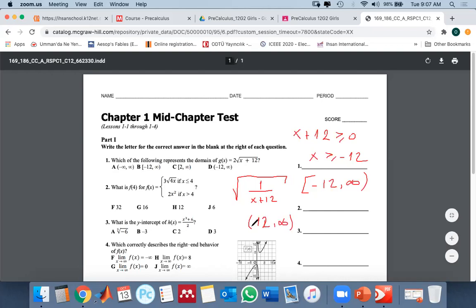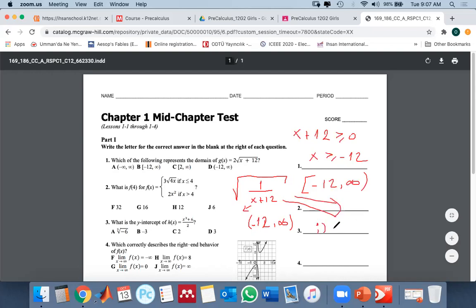Why? Because -12 makes -12 plus 12 equal to 0, and a number over 0 is undefined. For that reason, it must be open. And how can I solve this question? The solution is normally this. There are two cases.